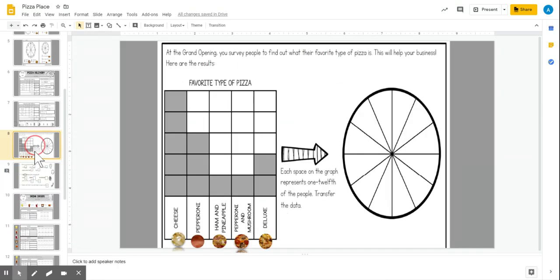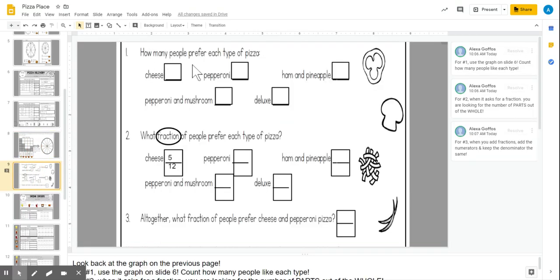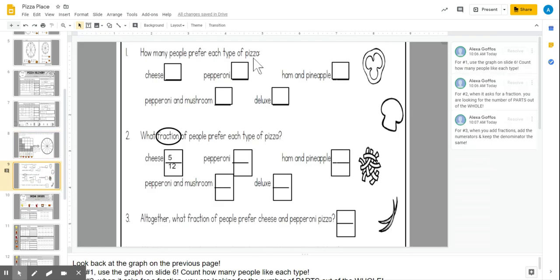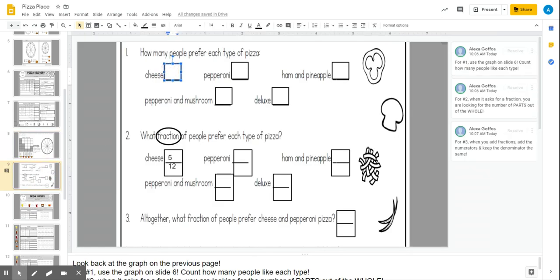That's slide 8. And then slide 9, you are going to look back at your chart for these questions. So you're going to have to go between 8 and 9. How many people prefer each type of pizza? So over here, I left you some comments to help remind you. It says use the graph on slide 6, count how many people like each type of pizza. So going up here, 1, 2, 3, 4, 5. You're just going to put in that number 5. Again, double click in the box, fill it in.